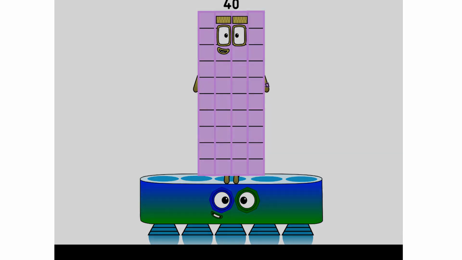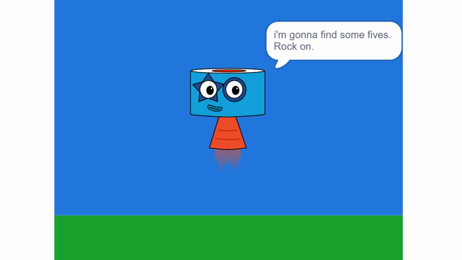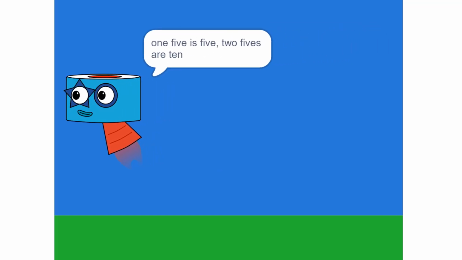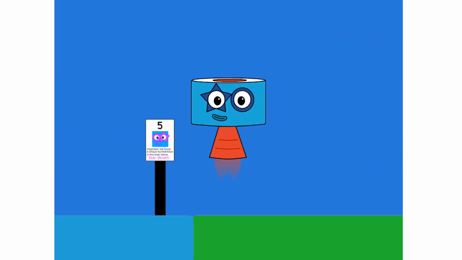8s are 40. Hello. This is the musical 5 times table here. I'm gonna find some 5s. Rock on. 1 5 is 5, 2 5s are 10, 3 5s are 15 and 4 5s are 20.